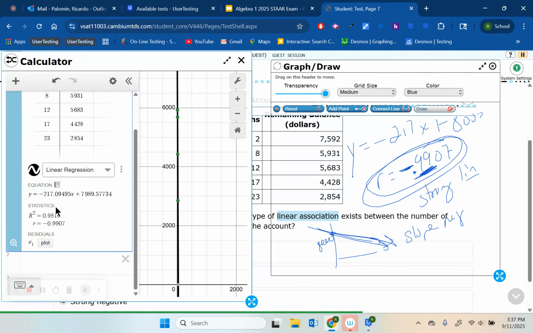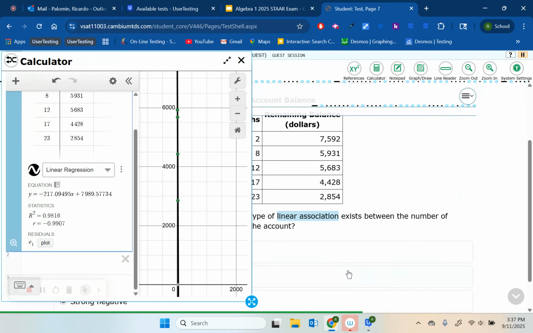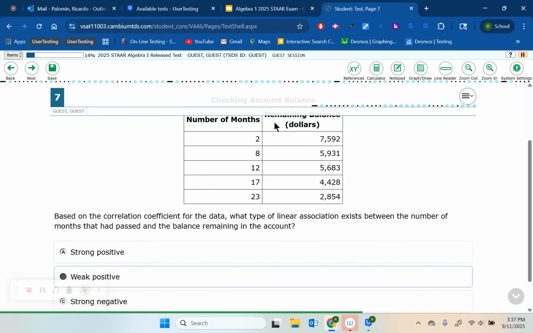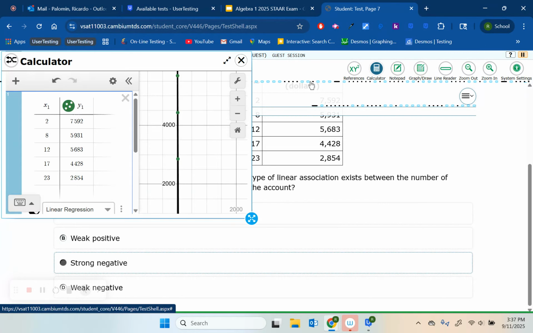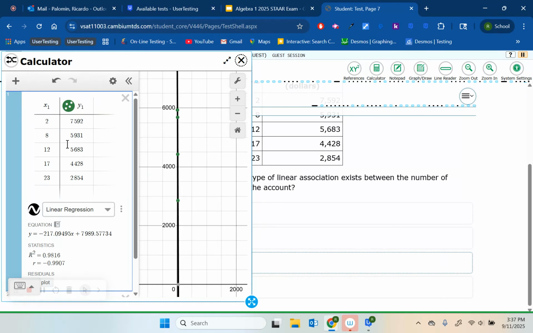If it was just 217 by itself, that would be a strong positive linear correlation, right? So this guy is strong negative. And so depending on which video you watch, it'll be a strong negative. And that's it. That's as hard as it gets, man. Utilize that new, if this stays, it's a game changer for everybody.